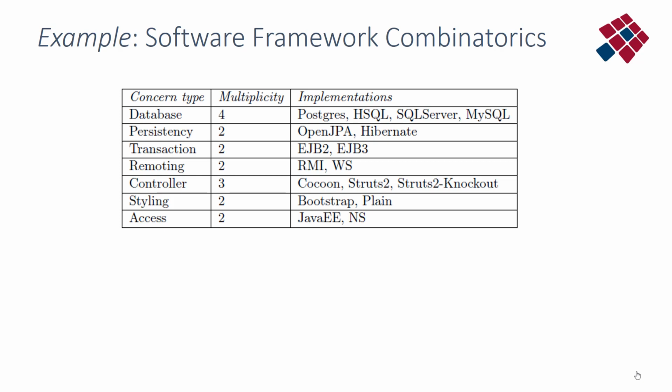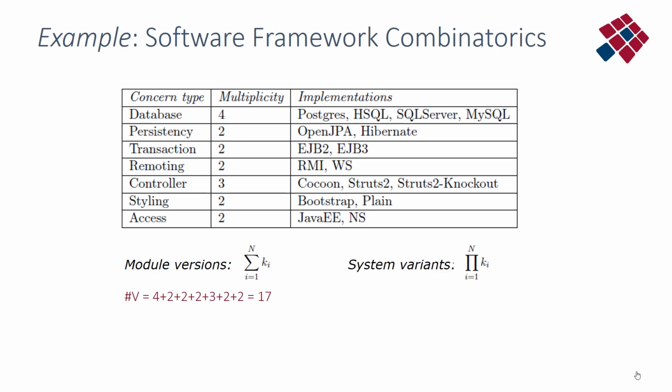However, the number of units, the number of frameworks, the number of possible modules is indeed pretty high. And that results in quite a difference. So the sum, the number of versions or variants of the modules, the frameworks you need to support is, for instance, 17 in this case. And the product, the number of variants that you can have, is 384.